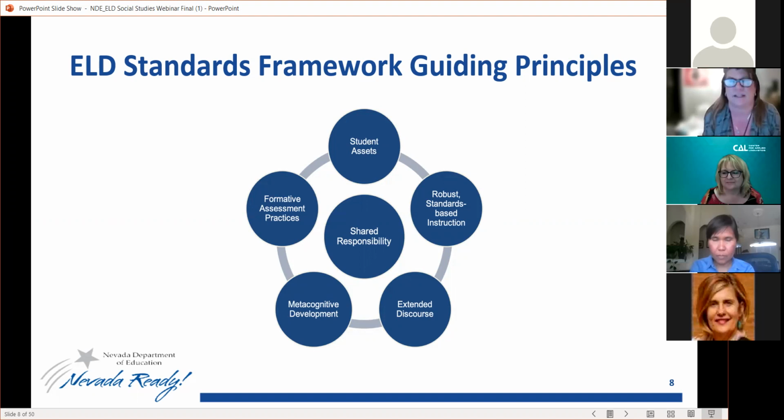Then we have, of course, our formative assessment practices. That is how we can assess our students without giving them a standardized test. Are they learning what they need to be learning to hit that standard? Those are the 5 guiding principles, and they go hand in hand with the NEPF, but they also stand on their own to guide us through each and every step of the ELD social studies framework.